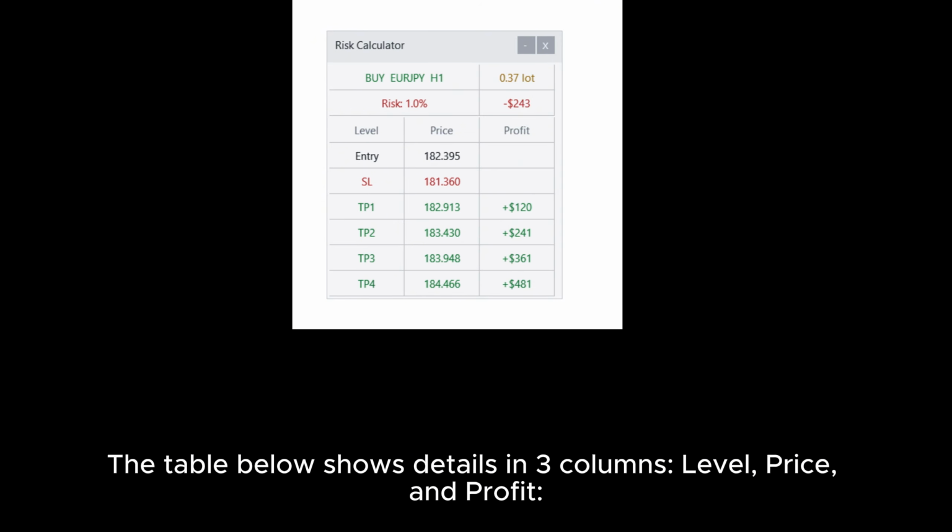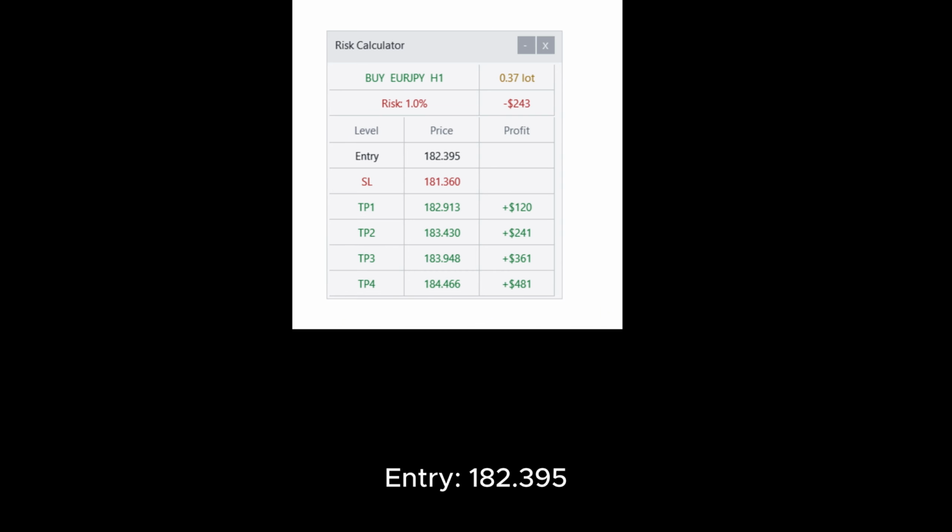The table below shows details in 3 columns, level, price and profit. Entry, 182.395. SL, 181.36 displayed in red. TP1, 182.913, profit $120. TP2, 183.43, profit $241. TP3, 183.948, profit $361. TP4, 184.466, profit $481. Everything is calculated automatically.